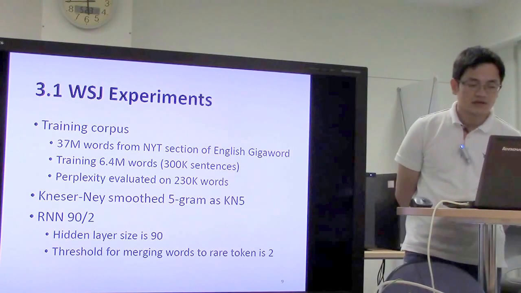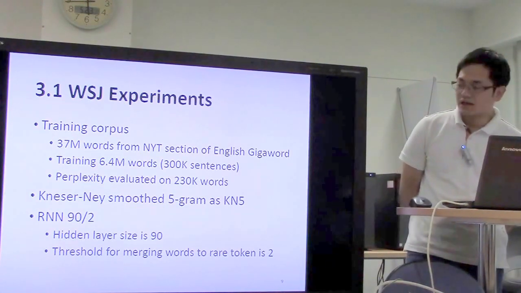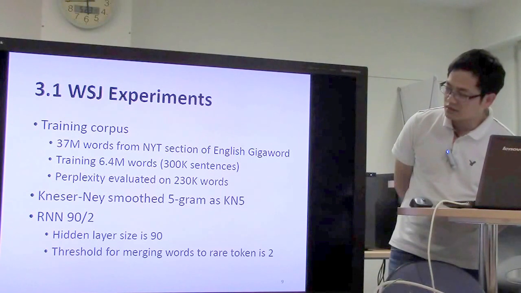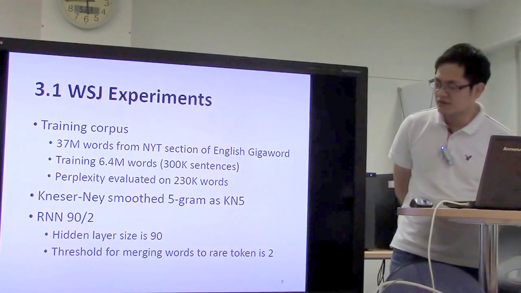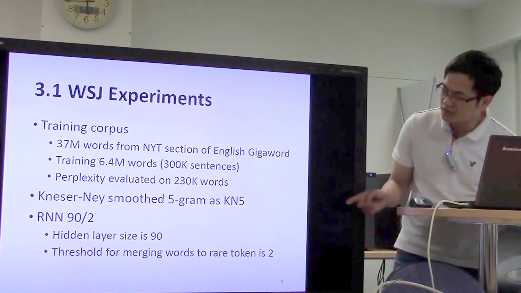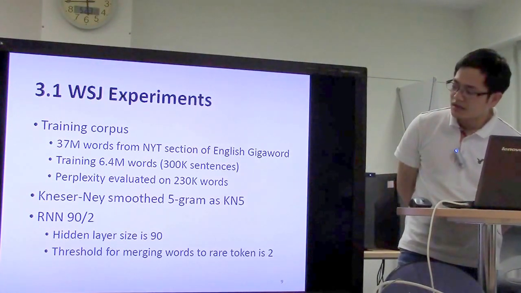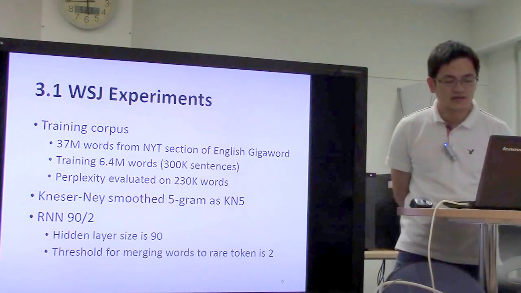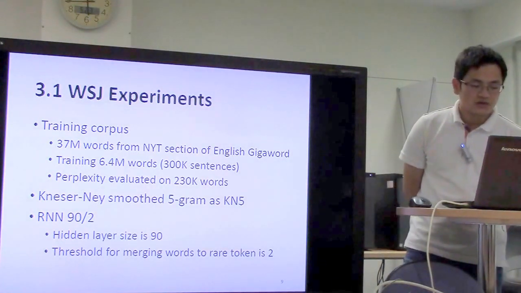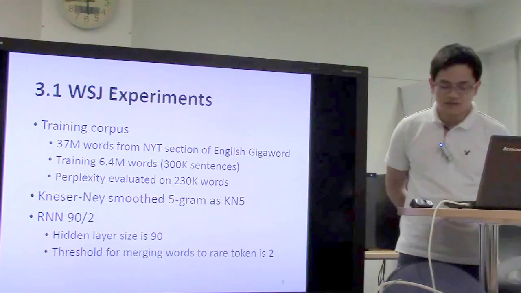This is compared with the Good-Turing n-gram and the recurrent network, where the configuration of the recurrence 19 and 2 means the hidden layer size is 19 and the threshold for merging the words to the rare token is 2.